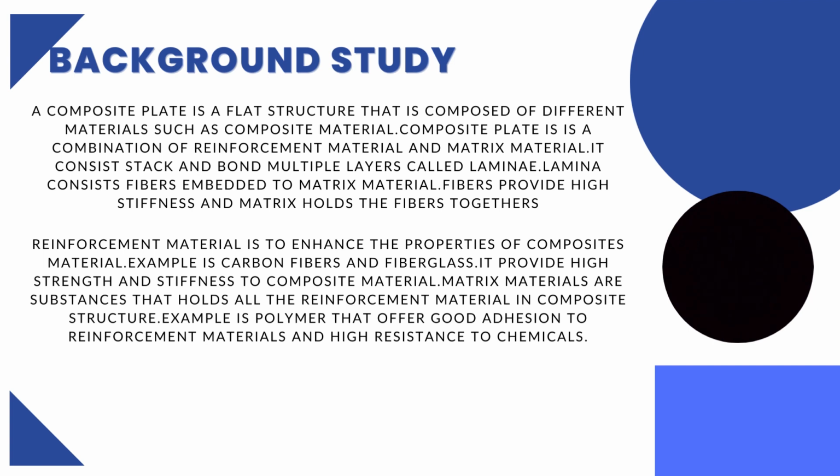Reinforcement material is used to enhance the properties of the composite material. Examples are carbon fibers and fiberglass. It provides high strength and stiffness to the composite material. Matrix materials are substances that hold all the reinforcement material in the composite structure. An example is polymer, which offers good adhesion to reinforcement materials and high resistance to chemicals.